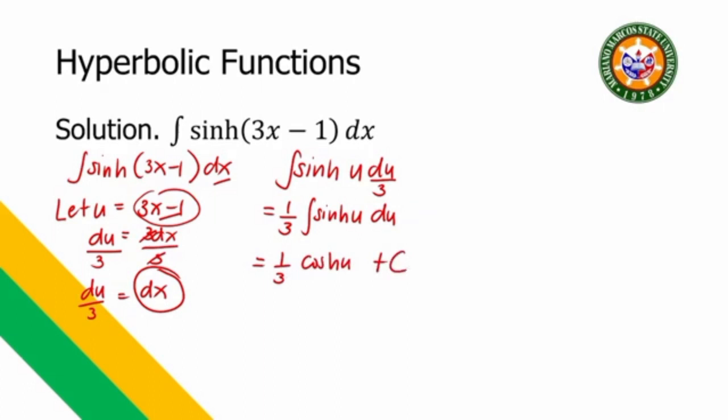So next, substitute natin yung u which was 3x minus 1. So we will get 1/3 of hyperbolic cosine of 3x minus 1 plus c. Okay, final answer.